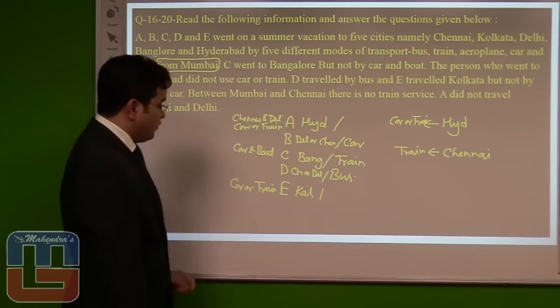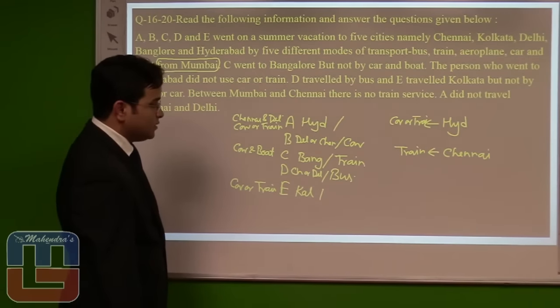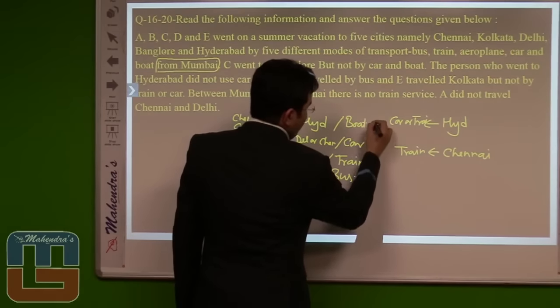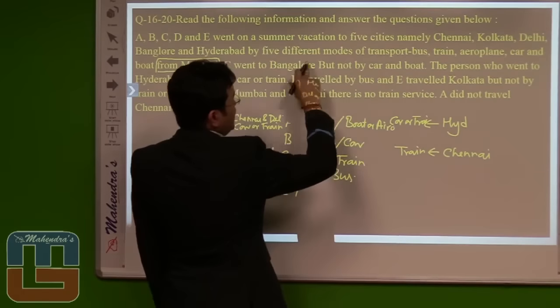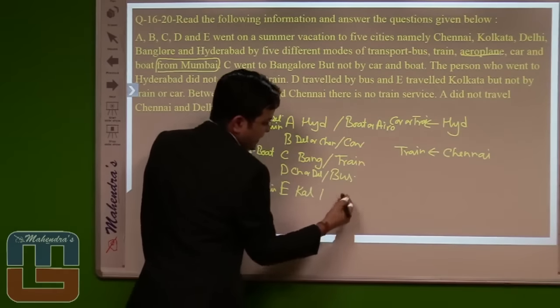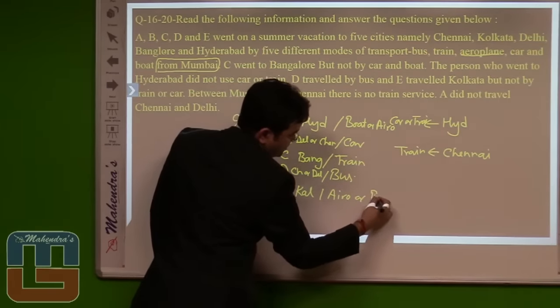Two things are left. One is boat and the other one is what? So boat will be here or aeroplane. Because one mode of transportation is what? Aeroplane as well. So boat or aeroplane, or aeroplane or boat.